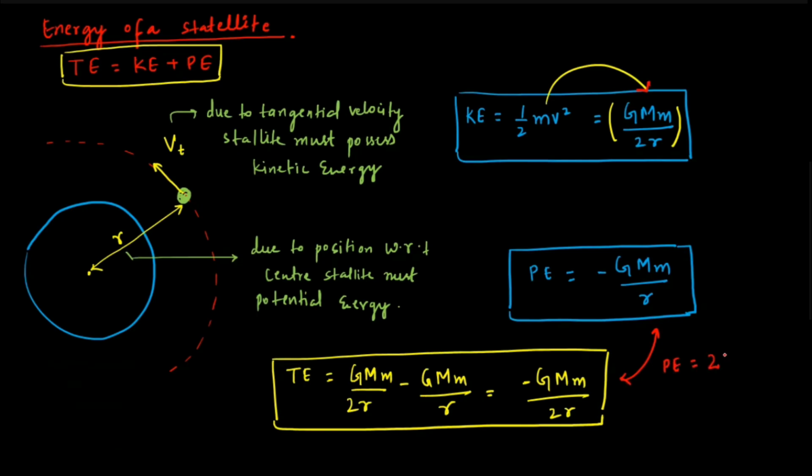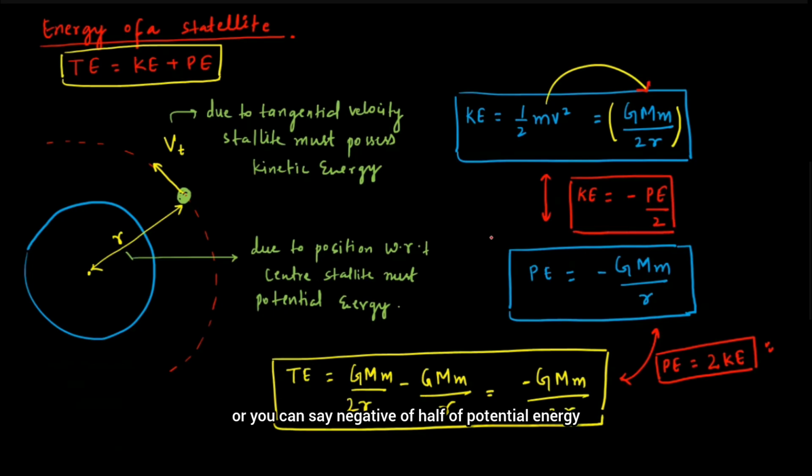This is the most important part here. We'll be solving some numericals directly based upon this. And if we try to relate potential energy and kinetic energy, we can say that kinetic energy is negative of potential energy over 2, or you can say negative of half of potential energy.